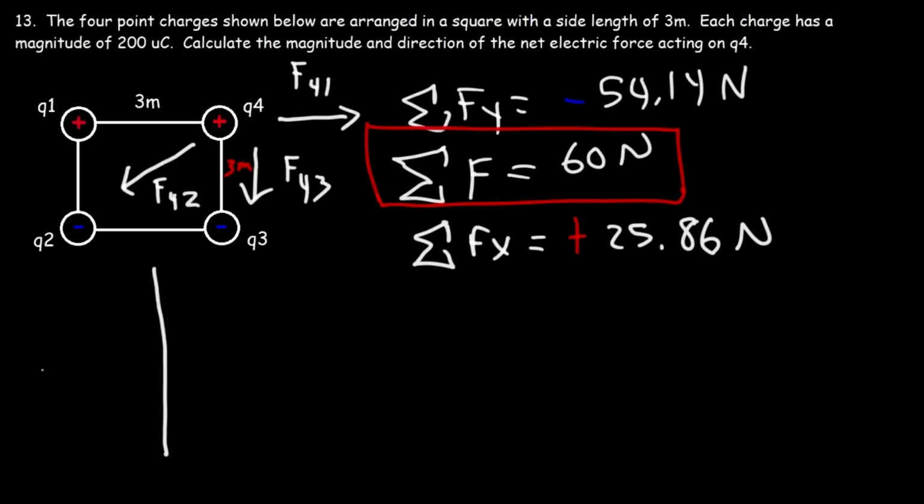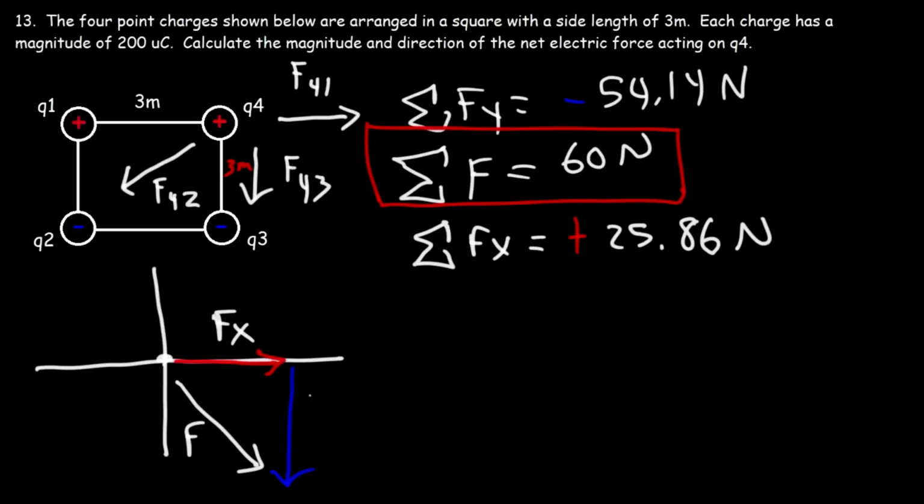So let's start with our xy coordinate system. Starting from the origin, the x component is positive. So we're going to travel positive 25.86 units to the right. The y component is negative. So we're going to travel negative 54.14 units down. Now the net force will be in this direction. So it's in quadrant 4. So this is f of x, and that's the sum of f of y. And here is the reference angle.